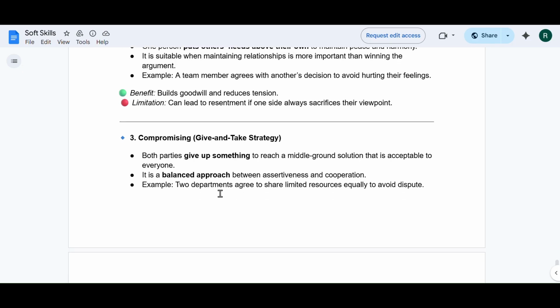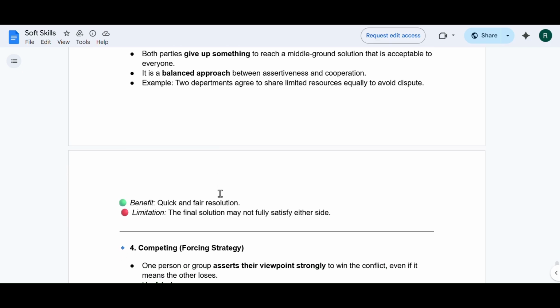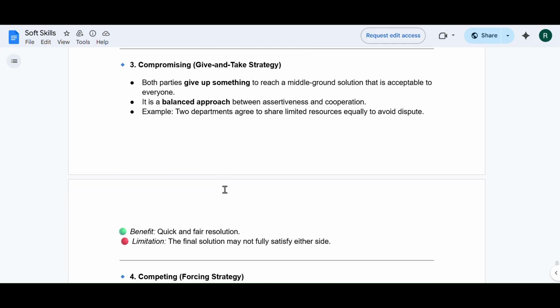Compromising, the give and take strategy. Compromising means both parties give up something and reach a middle ground. Person A wouldn't back down from their point, and person B also wouldn't back down from theirs. So a middleman would come and settle the point. We announce a third, middle-ground solution which both persons appreciate and accept. It is a balanced approach between assertiveness and cooperation. So it is called compromising, or a give and take strategy.